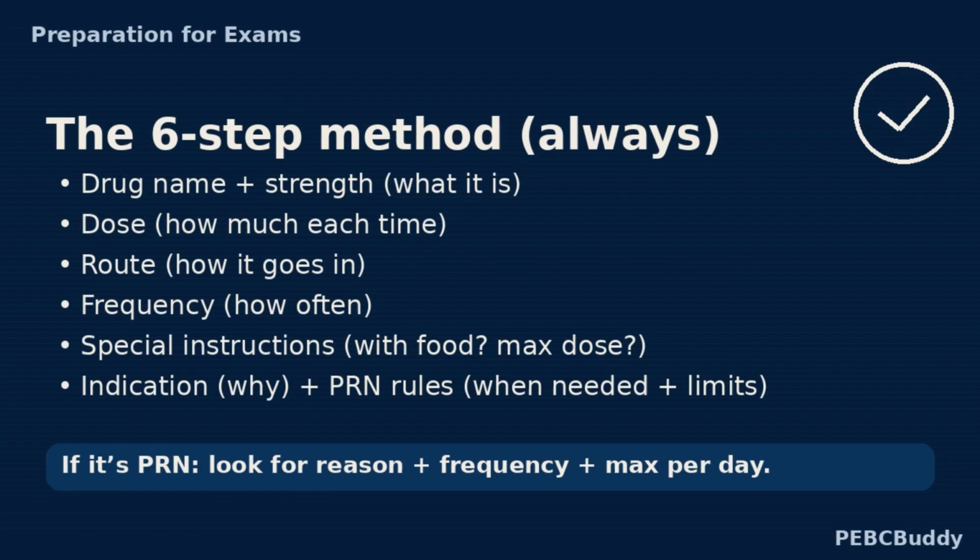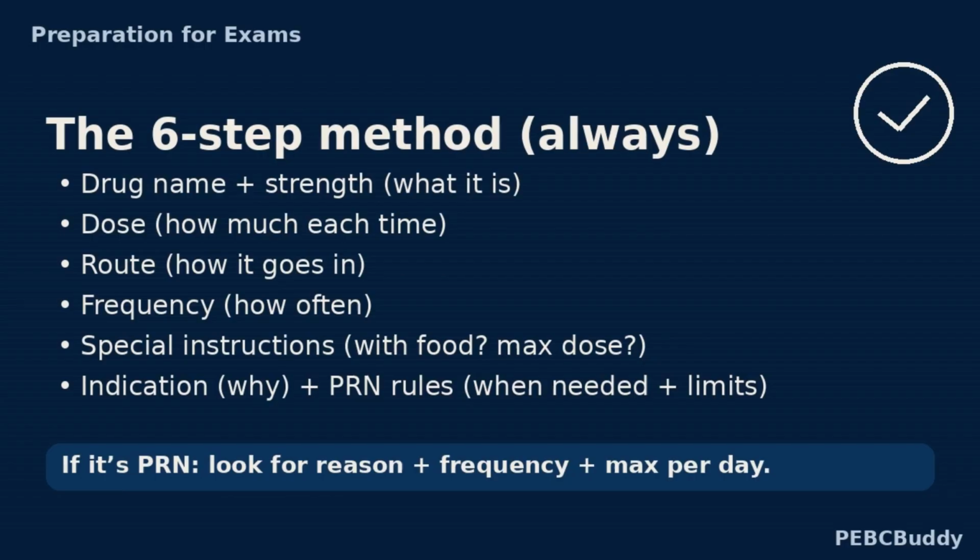Here's the simplest way to decode any prescription direction. Use this 6-step method every single time. First, drug name plus strength, what the medicine is and how strong it is. Second, dose, how much each time, like 1 tablet or 5 milliliters. Third, route, how it goes in, like by mouth, eyes, inhaled, topical. Fourth, frequency, how often, like twice daily or every 6 hours.